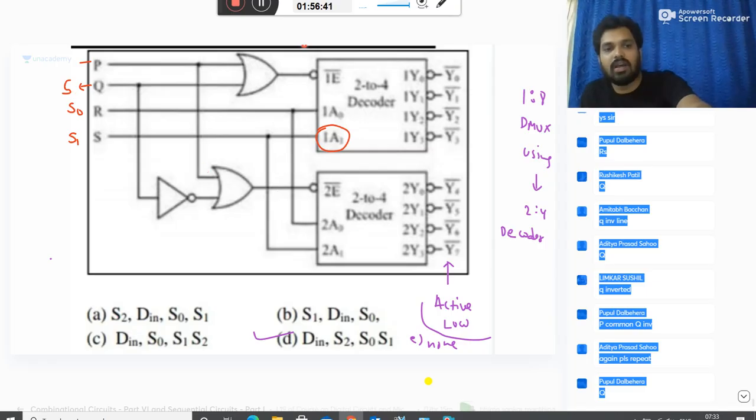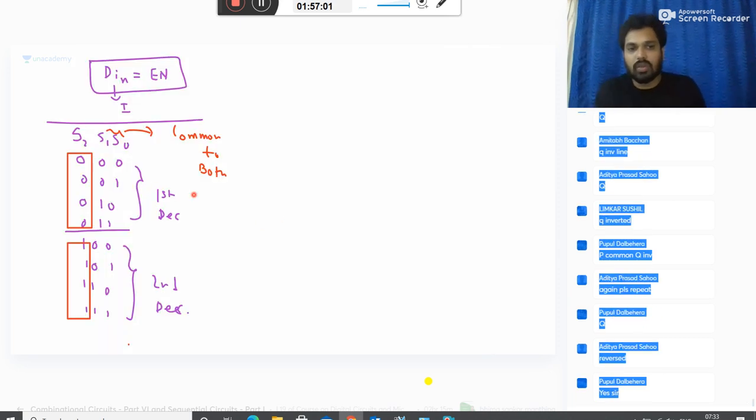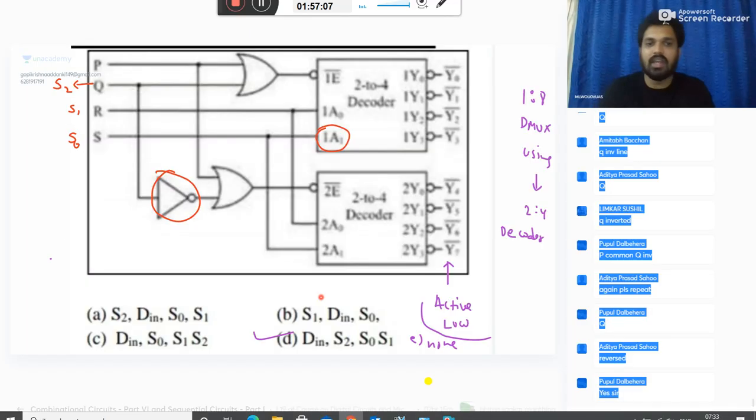You can understand or analyze. Is this everybody accepted or not? Your Q is equal to S2. Only S2 can be Q because only S2 is having this inverter. S2 is the required condition. First half 0, second half 1. Anybody having doubt, please ask. Q should be S2. It should be S2, not S1.